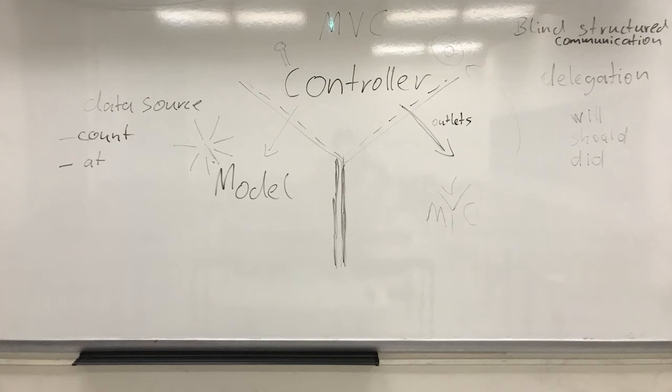And again, the controller would have a protocol, so a contract between the controller and the model that says certain things. There's a contract between the controller and the model. A couple of things that are maybe in this contract are count: how many entries are in the model? So that's one of the contracts potentially.